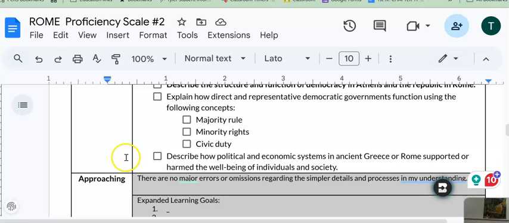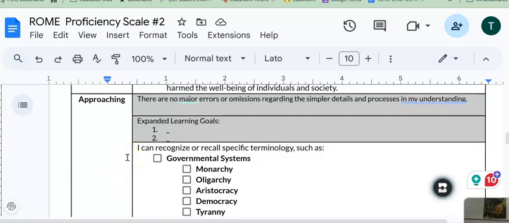So, a couple of things to notice about our approaching the standard. First, where should we be focused, gentlemen? Because we're not at either one of the two places I said we should be.